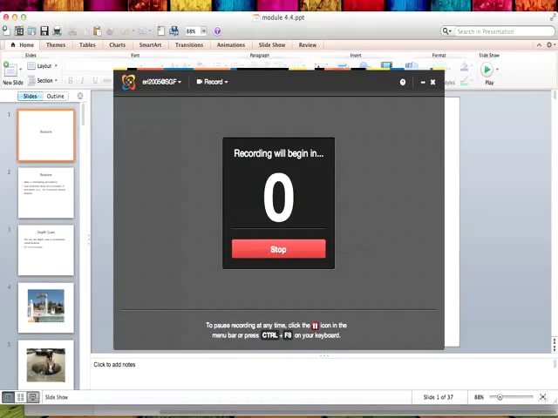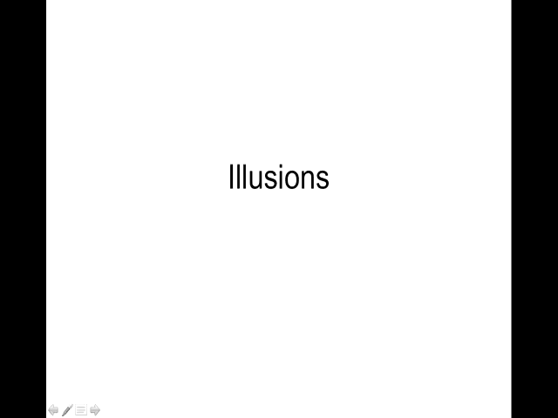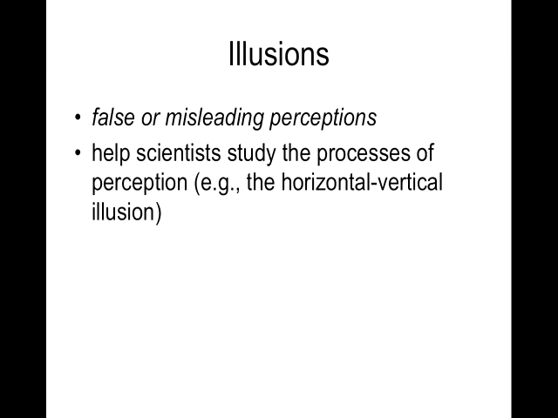Alright, last but not least for Module 4 is illusions. Illusions are super fun because they help us understand perception. When we talked about agnosias, we said the best way to study something is to study it when it's broken, and illusions are when perception is inaccurate. So illusions are false or misleading perceptions, and they help scientists study the process of perception.